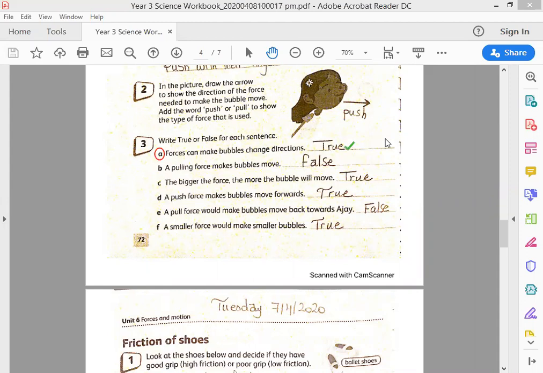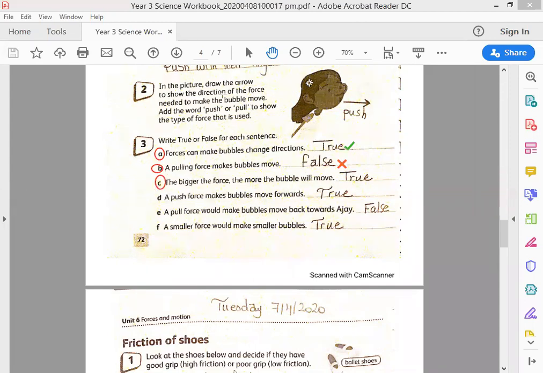If they started to blow from right to left and left to right, the bubble is going to change its direction. Okay, question B. A pulling force makes the bubble move. You can pull a bubble? Of course, no. So the force that makes the bubble move is the pushing force, not the pulling force.